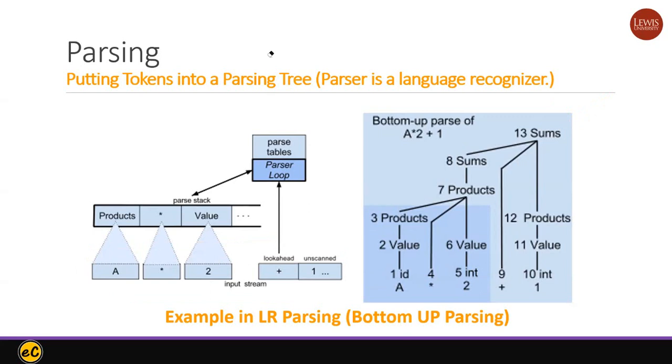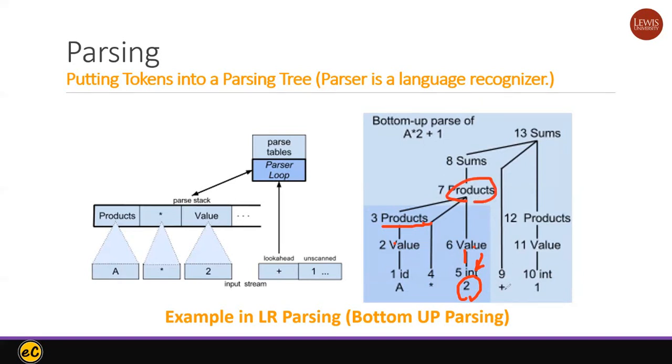So we need to find out each token's grammatical rule. A is an ID, so we know this is an ID, and times is an operator. And 2 is an integer value. So you have the ID is a value, and then this operator, called product. This one is a product operator. So value times value becomes a product.